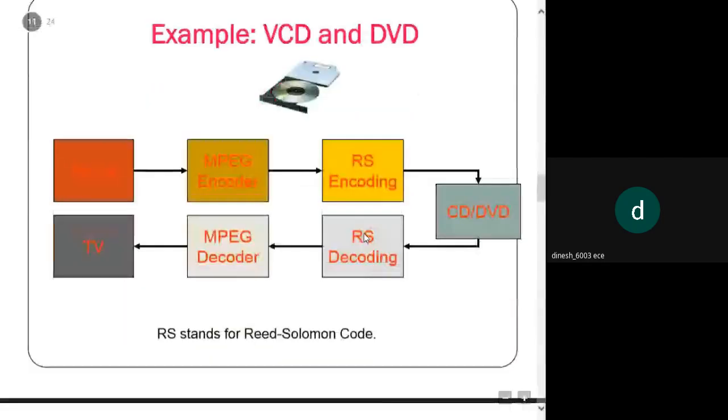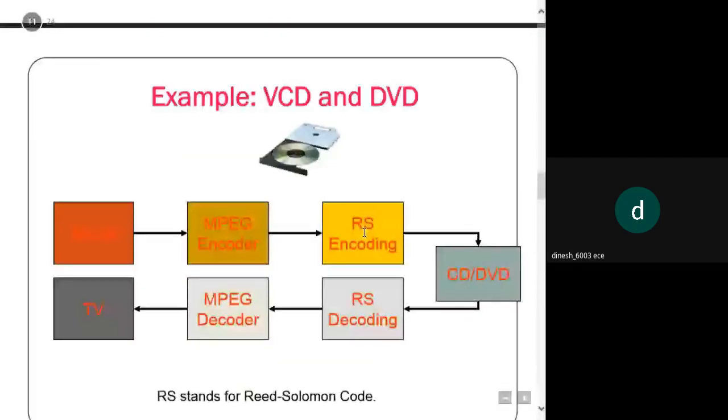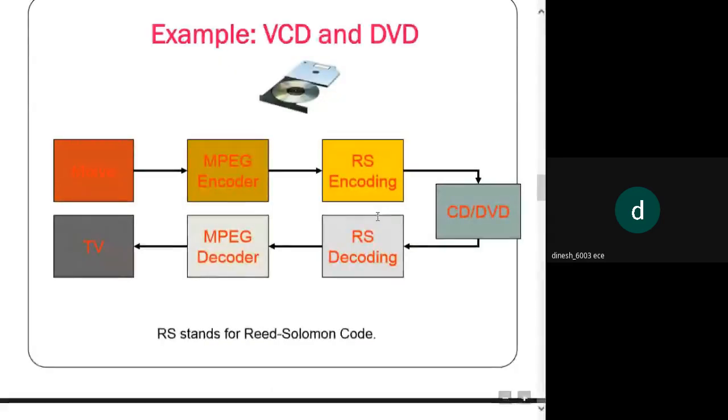So coming to the example of VCD and DVD. Can everyone see this orange color box? What have I written in it? Orange color block. It's a movie. You're able to visualize what is written, right? Because the color is matching. I'm asking. Okay, movie. So a movie which is being recorded is done with MPEG encoding.